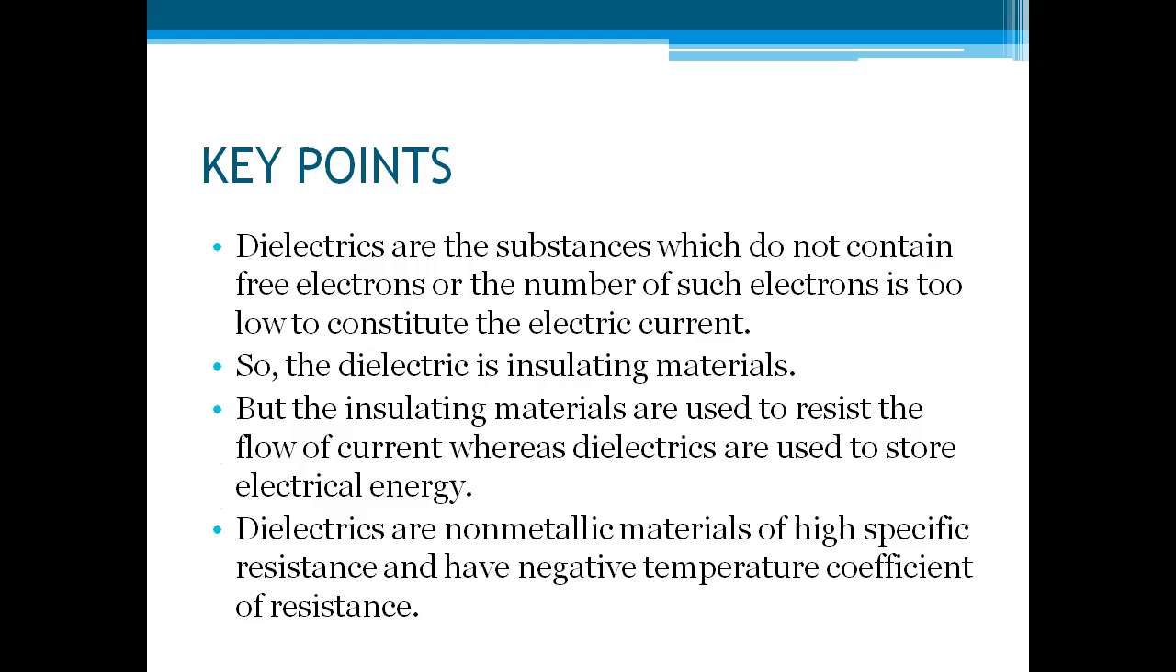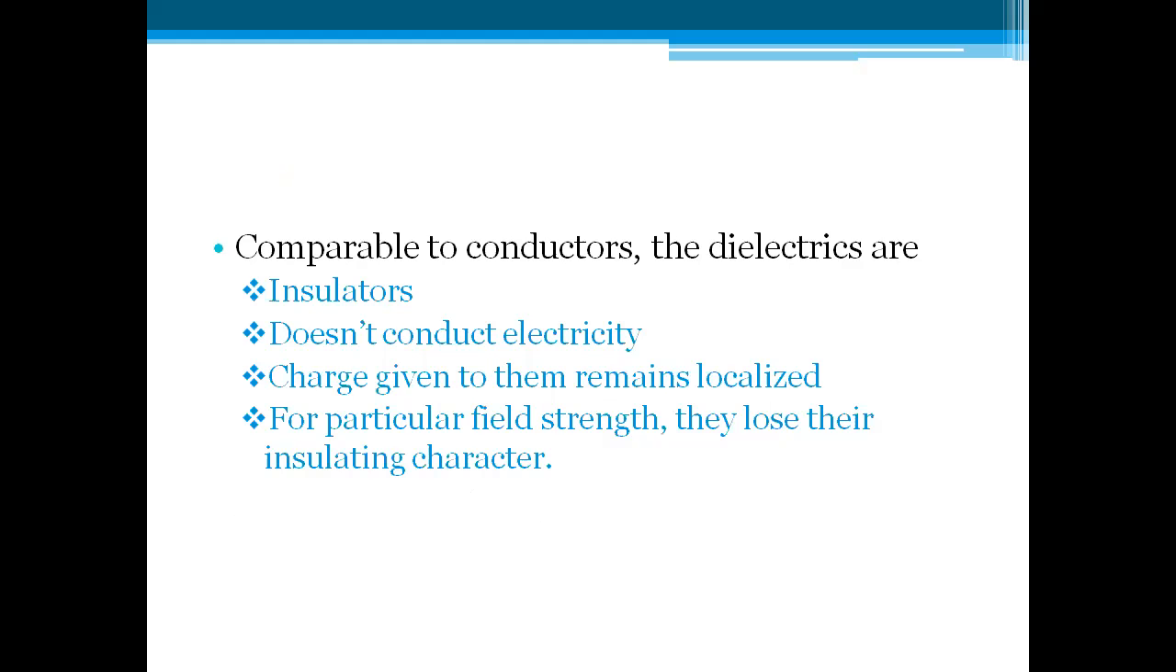But insulating materials are used to resist the flow of current, whereas dielectrics are used to store the electrical energy. This was the main difference between the insulating material and a dielectric material. Insulators are not conductors of electricity, but a dielectric is a component which can store electrical energy. So dielectrics are the non-metallic materials of high specific resistance and have negative temperature coefficient of resistance. These are the key points regarding a dielectric material.